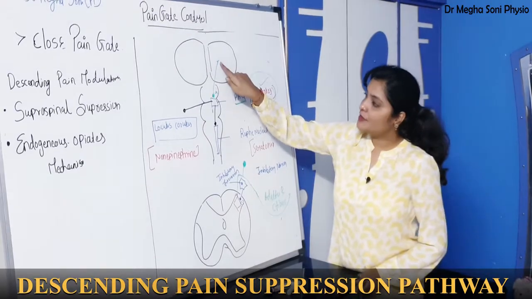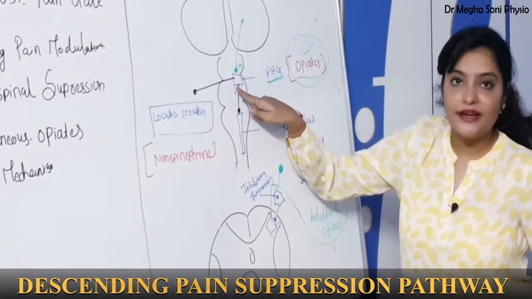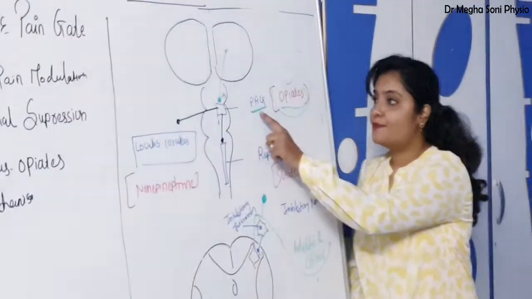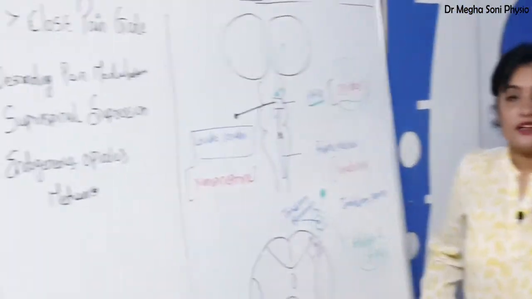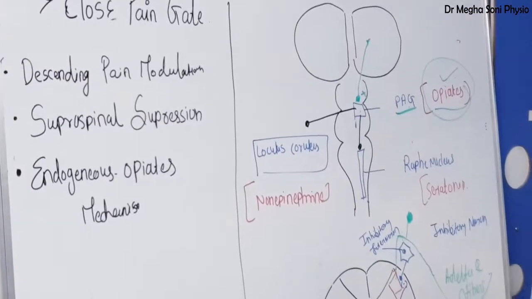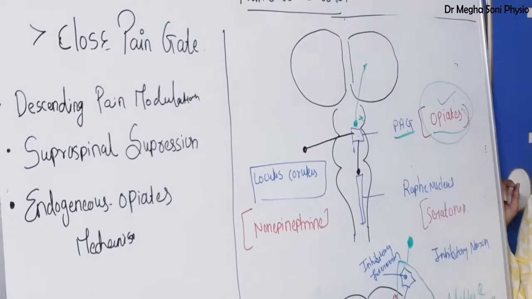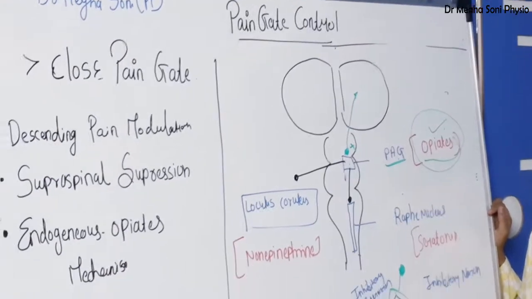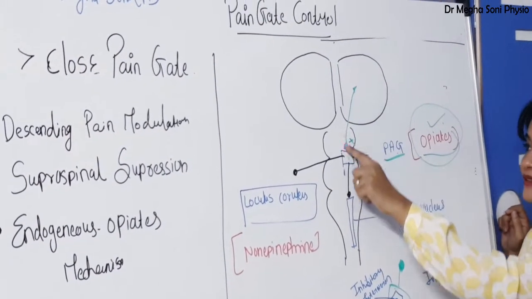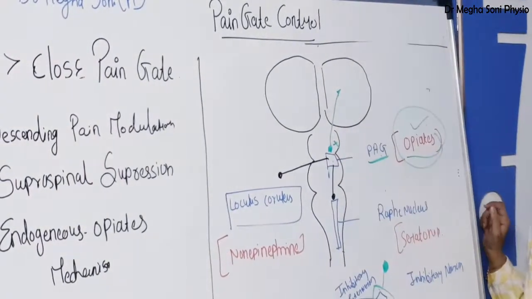So the fibers which are projecting from the cerebral cortex to PAG stimulate PAG. PAG is periaqueductal gray matter. This PAG is situated just around the cerebral aqueduct in the midbrain. Now this PAG consists of opiates, and opiates are analgesic in nature. Okay, they can reduce pain. So whenever we stimulate PAG, it secretes opiate.